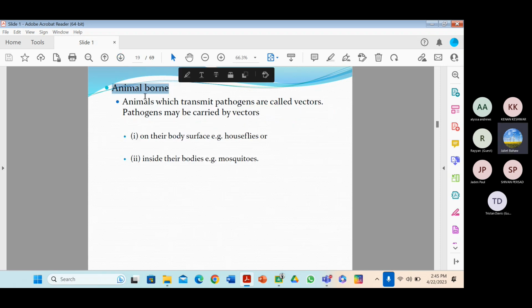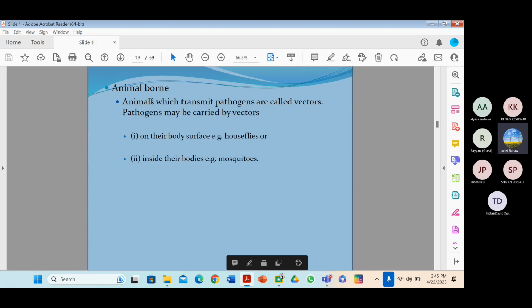Animal borne. Now, animal borne has to do with a vector. A vector is an animal that carries a pathogen. So it's not the animal causing the disease, but it's a pathogen in the animal. All right, so that could be a mosquito, that could be a housefly, that could be a rat. And we had to learn the mosquito. That is what you have to learn.